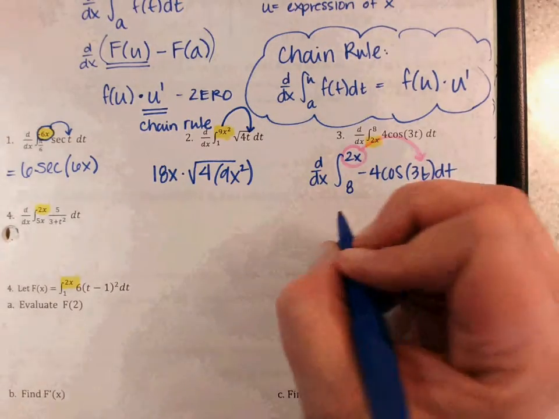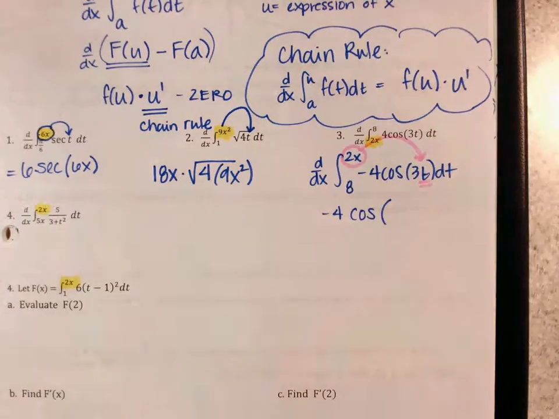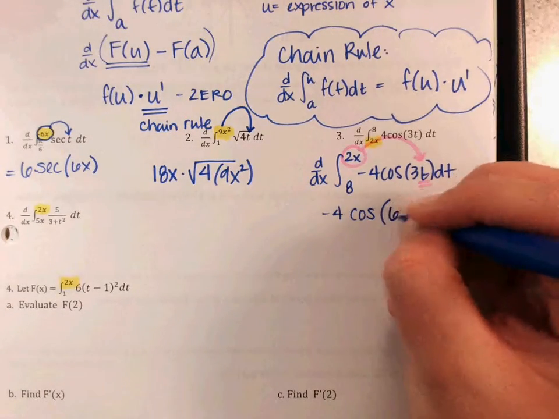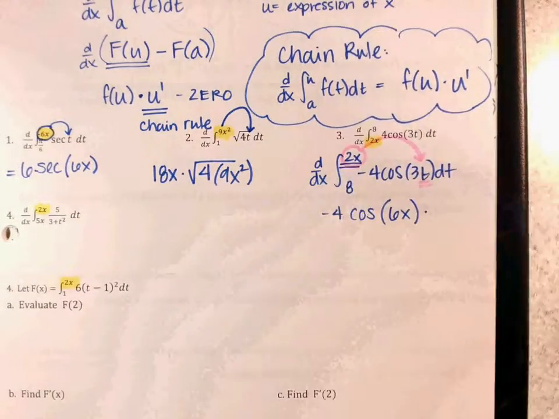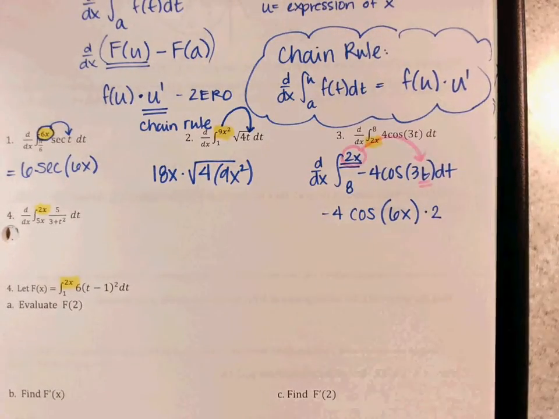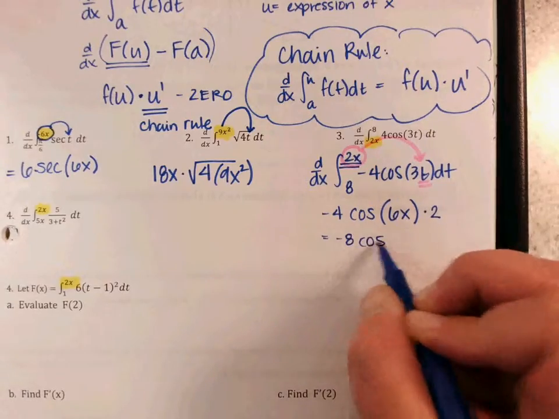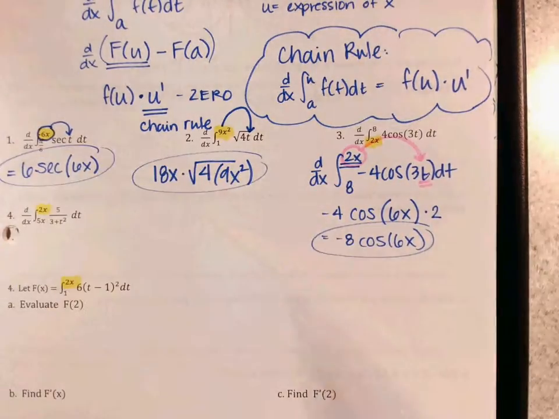So I'm going to have negative 4 cosine. And then it was a 3t. I'm plugging in a 2x. What's going to be in the middle there? 6x. Good. I am going to do that in the next step. Okay, and then I have to times by, what's the derivative of the endpoint? 2. Okay, then from there I'd get negative 8 cosine 6x. Make sense?